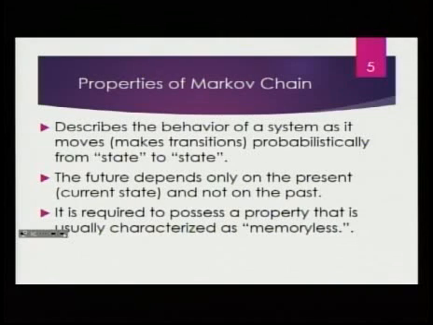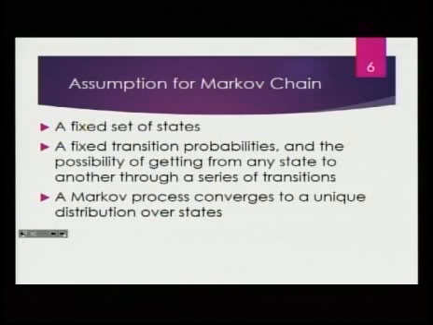So basically we all know, as per Markov chain properties, it is the probabilistic transition made from state to state, and the future depends on the present state. So it has the memoryless property, so it doesn't depend on the past state. When we are doing a Markov chain, we are assuming that it depends on a fixed set of states, and there is a fixed transition probability from one state to another, and that helps us to determine the transition probability matrix as well.